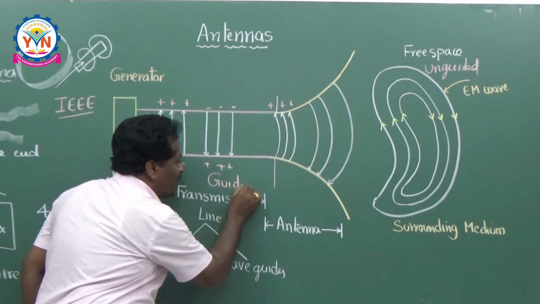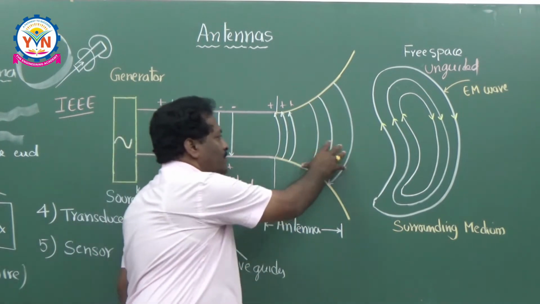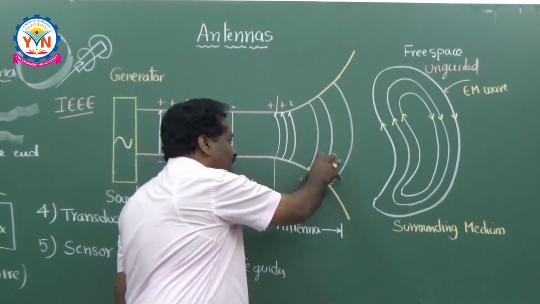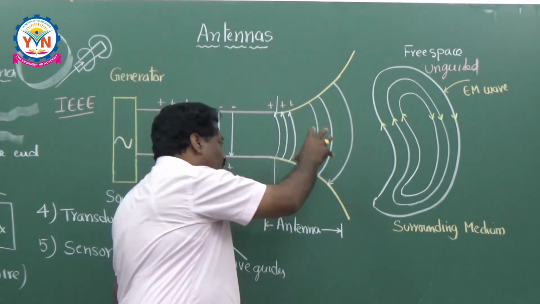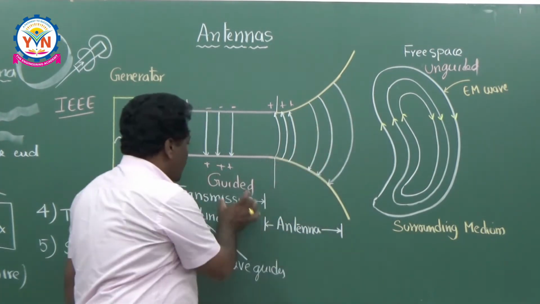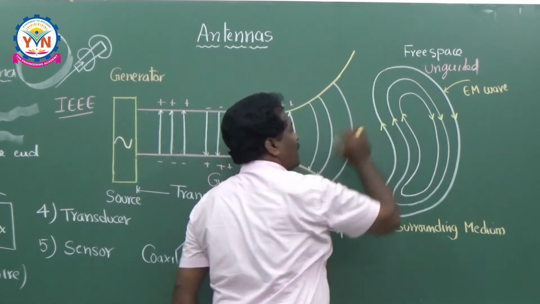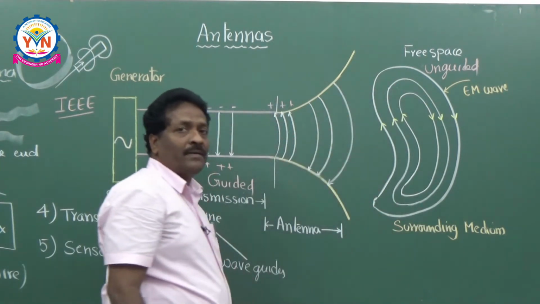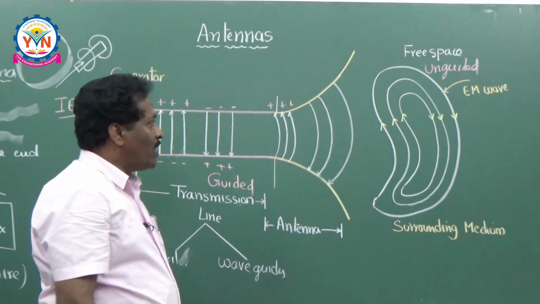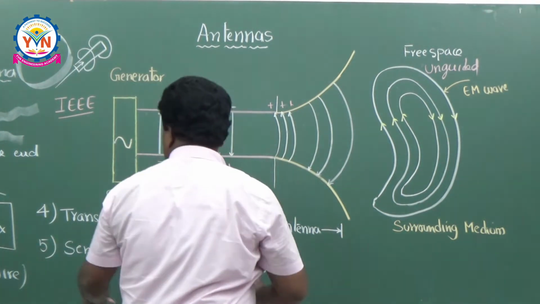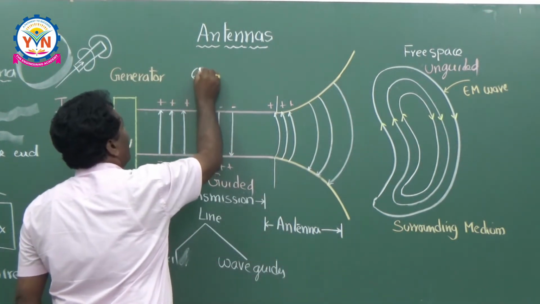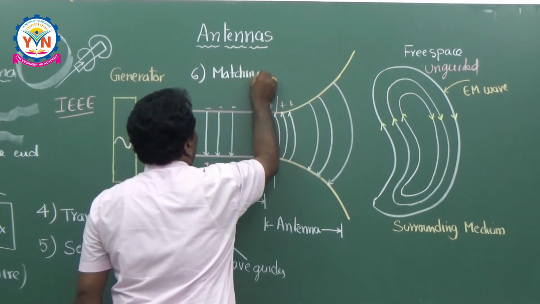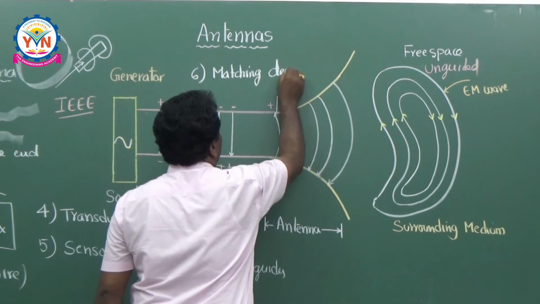Now what is the definition of the antenna? An antenna is a structure. An antenna is a metallic structure, or otherwise an antenna is like an interface, a matching device between your guided media and unguided media. So it is a matching device between the guiding structure and the unguided structure. That is the important definition of an antenna. And one more definition I would like to tell you, it is a matching device also. What do you mean by this matching device? It matches the impedance of the devices.